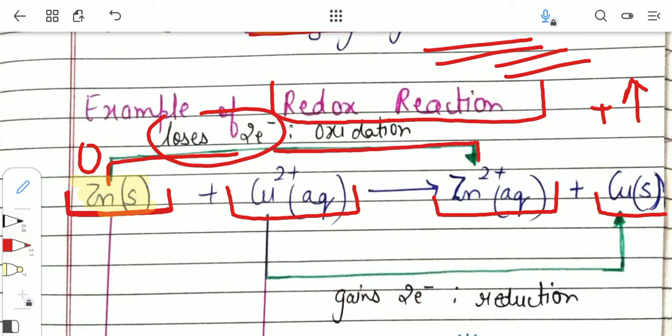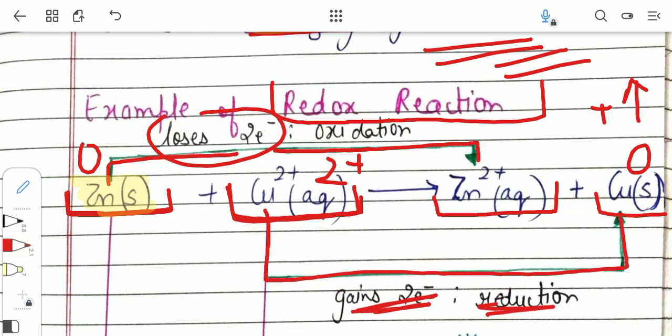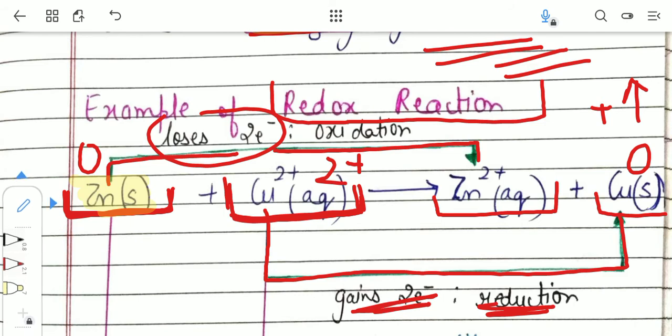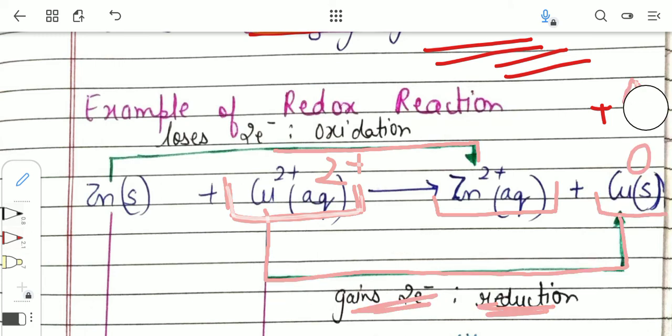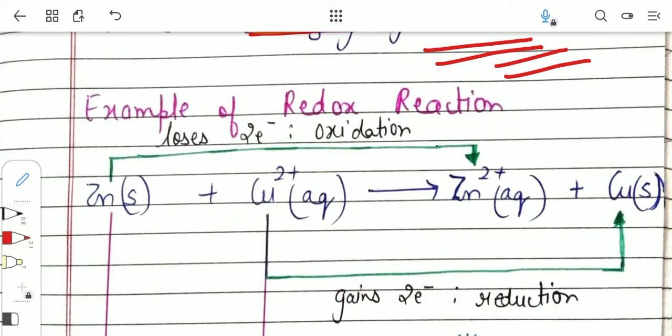And what do these copper ions do? Here the charge is 2 positive, but here there is no charge, which means the positive charge has not increased. So this copper undergoes reduction. It gained 2 electrons and underwent reduction. So up to now we know that this zinc underwent oxidation and these copper ions underwent reduction. Up to now it is clear which atom is undergoing reduction and which is undergoing oxidation.